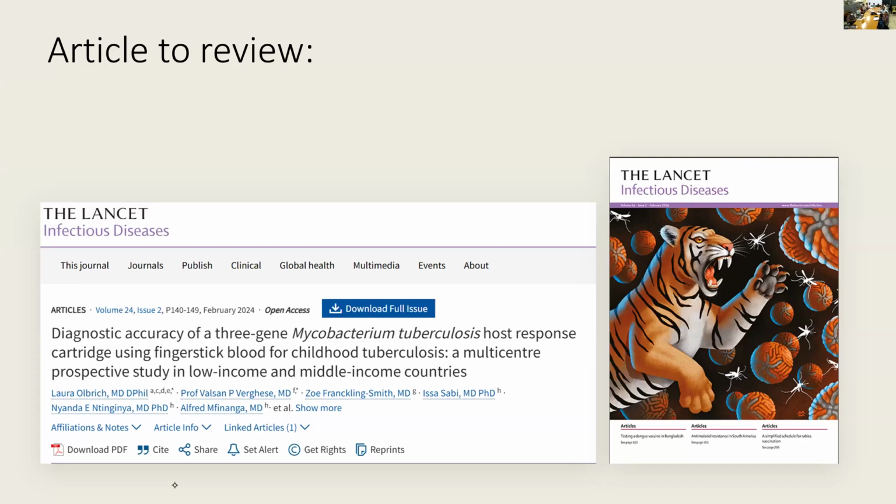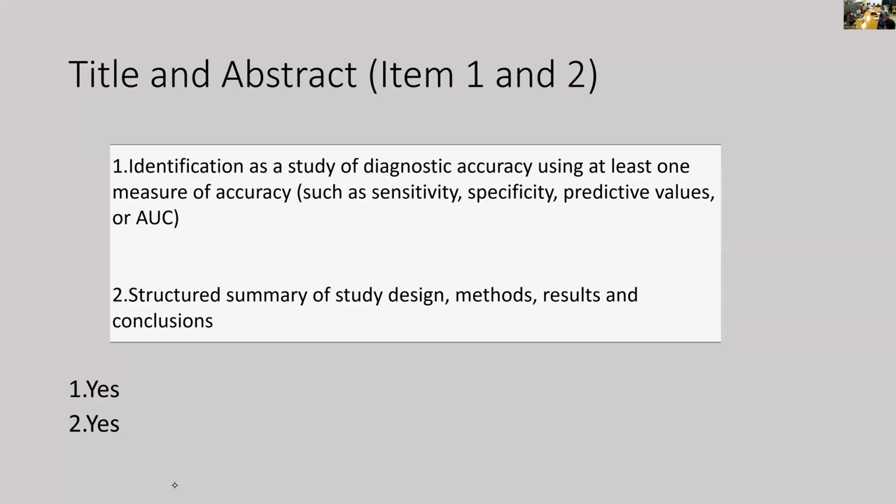So the article which we'll be reviewing now is called the Diagnostic Accuracy of a 3-gene Mycobacterium tuberculosis host response cartridge using finger stick blood for childhood tuberculosis. This is a multi-centric prospective study in low-income and middle-income countries. We'll be appraising using the STARD guidelines, and the checklists are also being distributed.